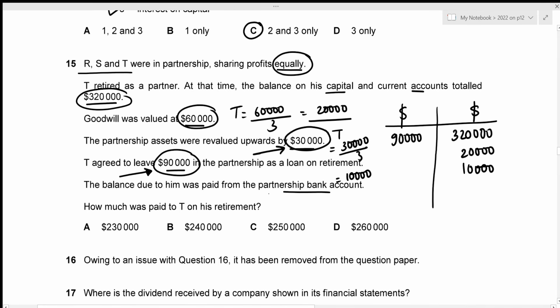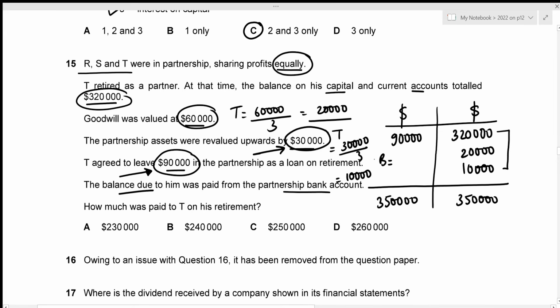Now the balance due to him was paid from the partnership bank account. And the remaining balance will be right here. So this is the amount that we're trying to figure out. And we first require the total. So we can just figure out the total by adding these 3 amounts from the credit side. That will be 320,000 plus 20,000 plus 10,000, which results in 350,000. This is the balance on the debit side as well.